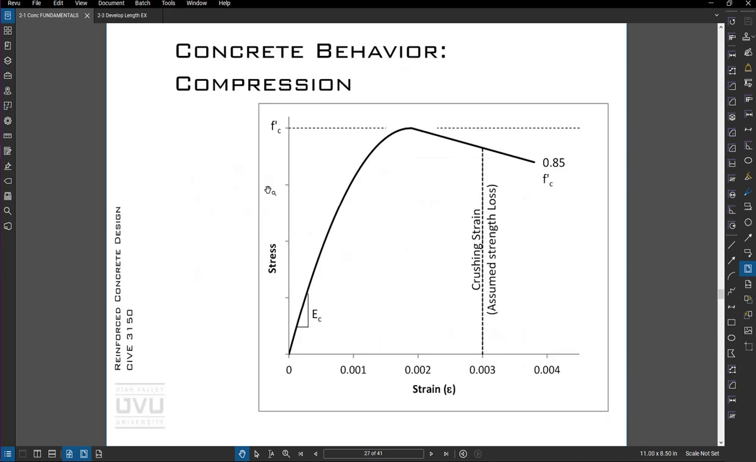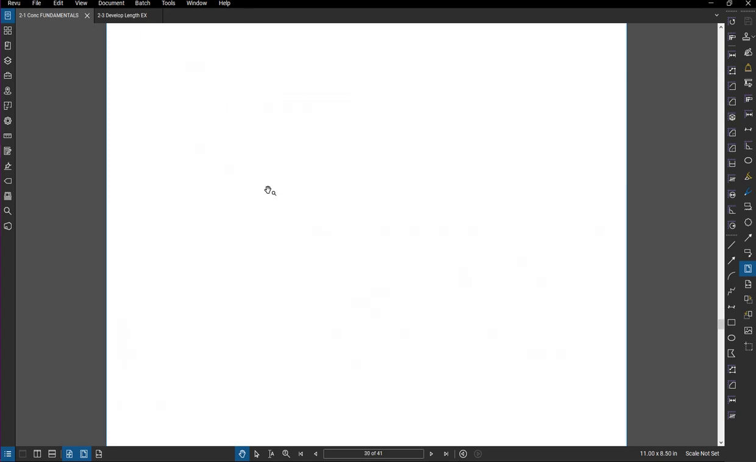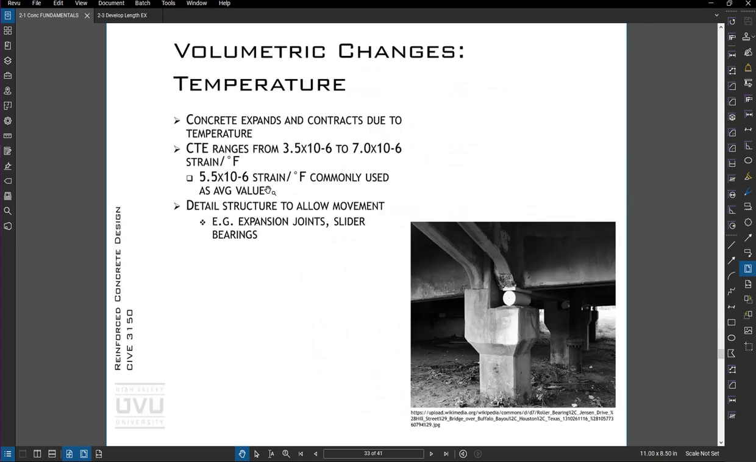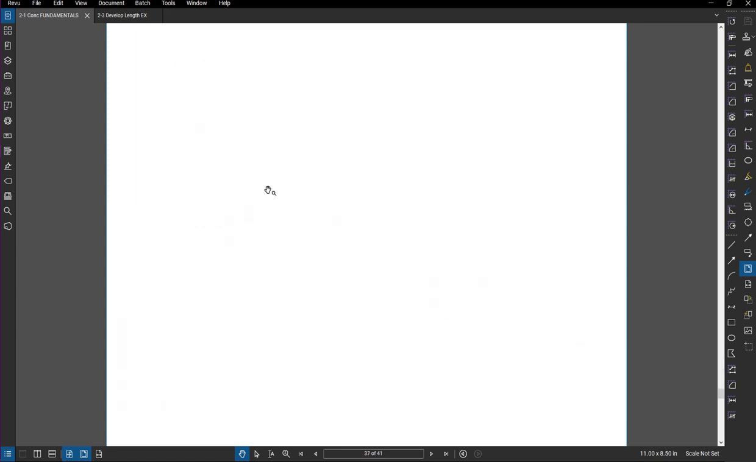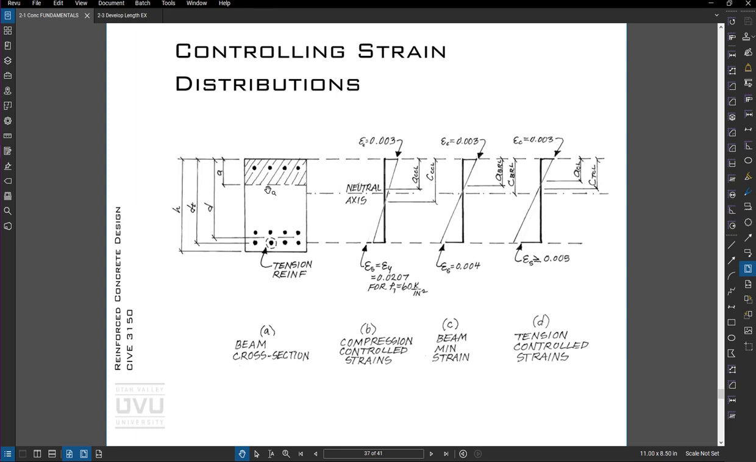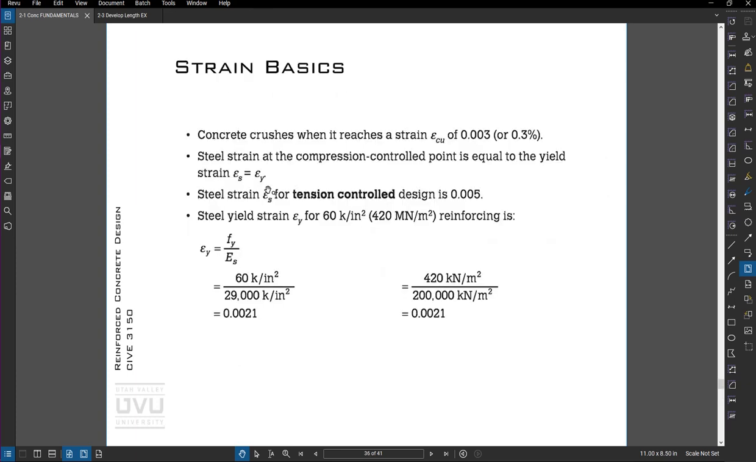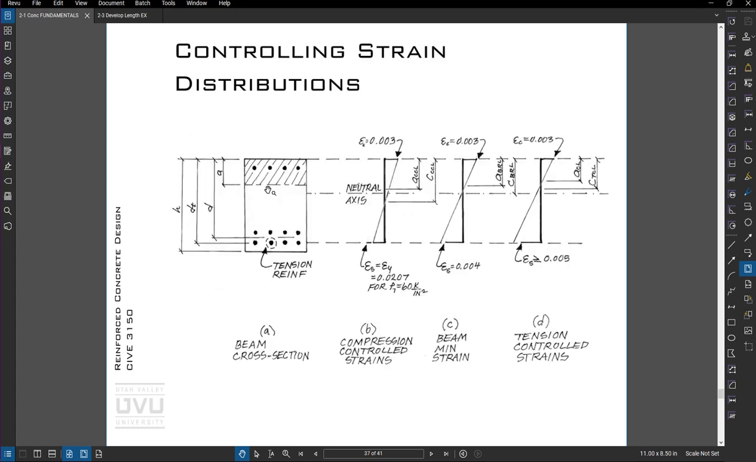Okay, there's some discussion on concrete behavior. I'll let you get into this. But the crux of what I want to talk about is this tension controlled type of business. So for compression controlled, like I said earlier, compression controlled happens when the concrete crushes before the rebar yields. And the problem with that in beams is it doesn't give much warning for failure. So we like to proportion our beams to be tension controlled, so there's at least 200% elongation in the bar before the concrete starts to crush.